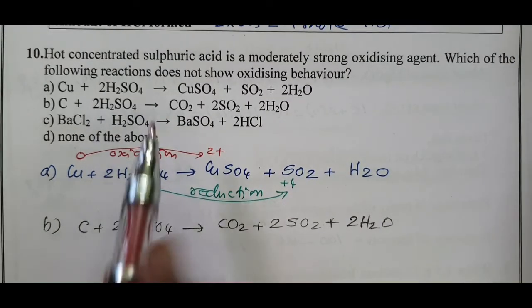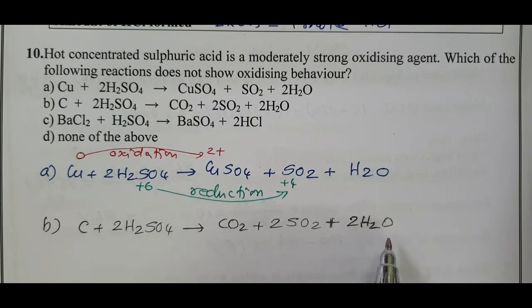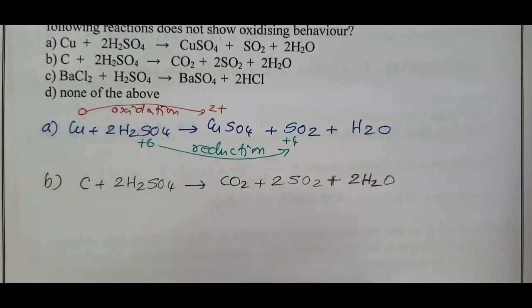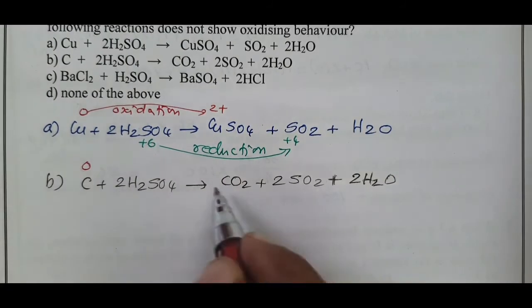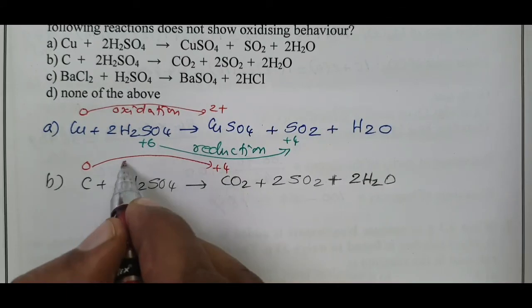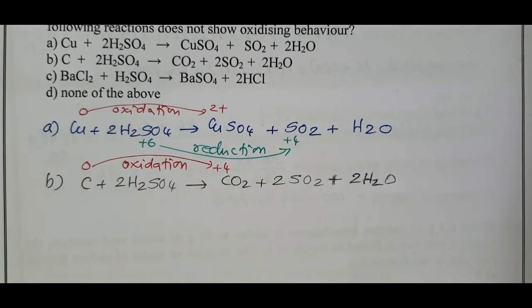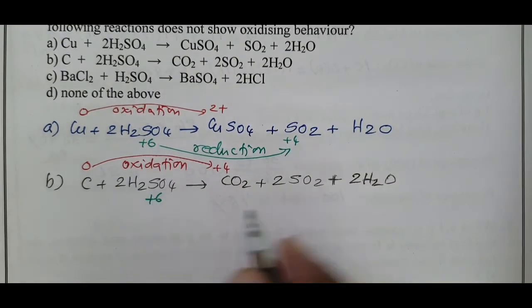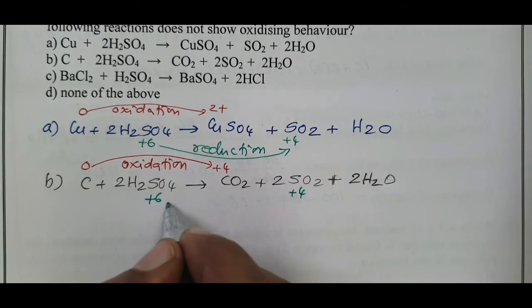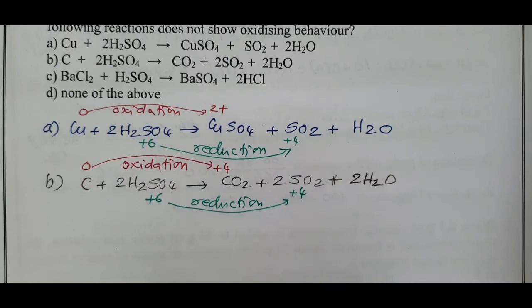The B equation given is carbon plus sulfuric acid gives carbon dioxide, sulfur dioxide and water. An element in free state has oxidation state 0. In carbon dioxide, carbon is in plus 4 oxidation state. When you move from left to right, the oxidation number increases, therefore it is called oxidation. In sulfuric acid, sulfur in plus 6 oxidation state is reduced to plus 4. A decrease in oxidation number is called reduction. So here also oxidation and reduction take place.